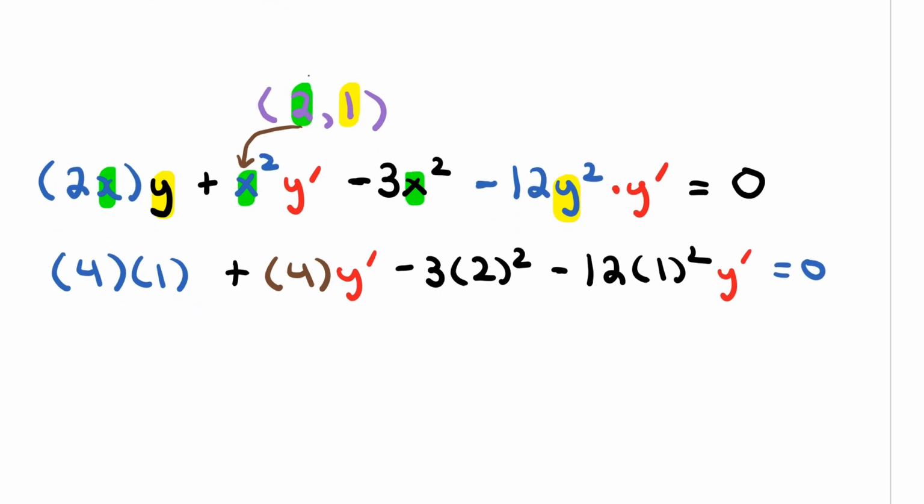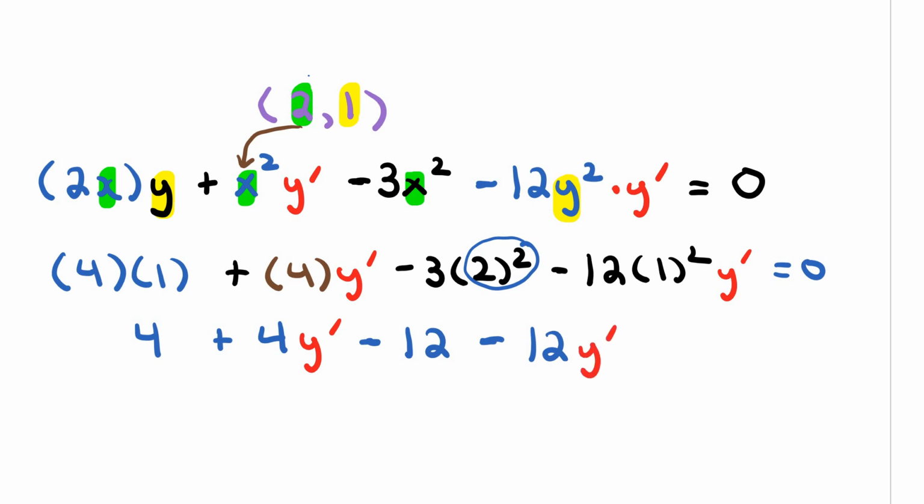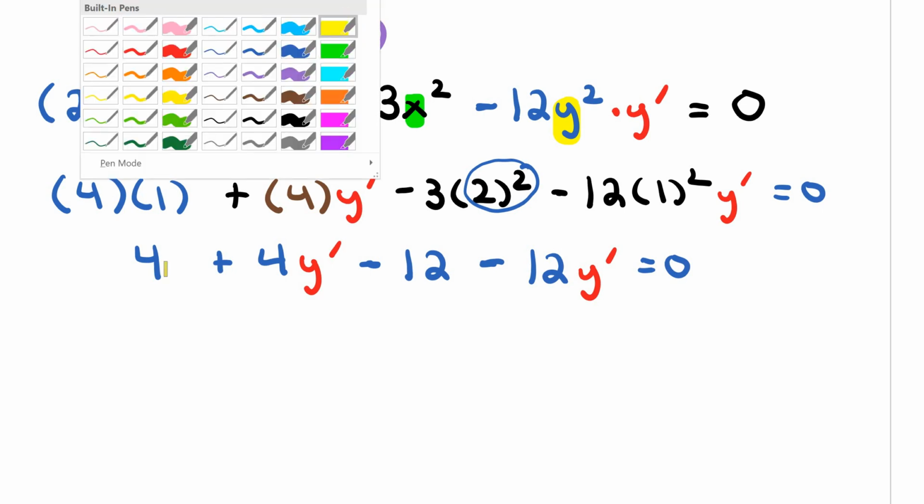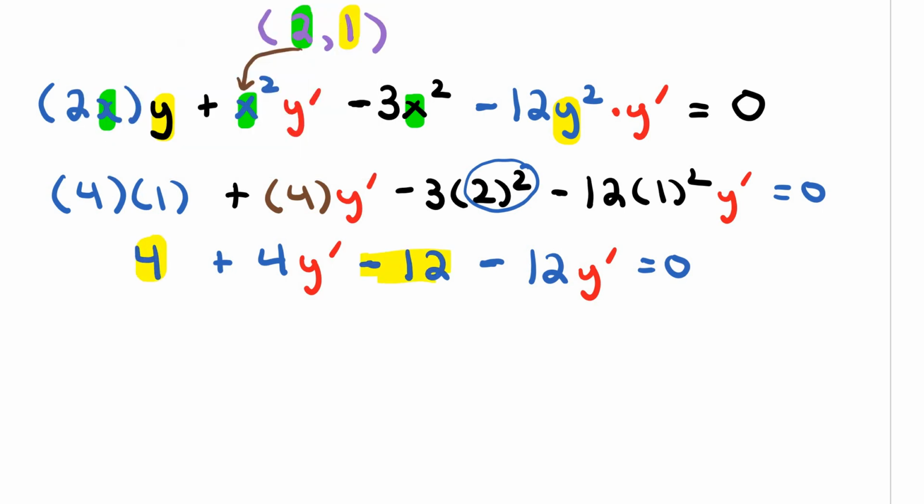Okay, so let's see if we can clean this up here, right? So this is going to be 4 plus 4y prime minus, well, this is going to be 2 squared, so 2 squared is 4, and 4 times 3 is 12, so minus 12, and then minus 12 times y prime. And then that's going to equal 0. And our goal here is to solve for y prime, so let's go ahead and collect like terms now. So here's a 4 and a negative 12. So 4 minus 12 is going to be negative 8. And then plus 4y prime minus 12y prime equals 0.